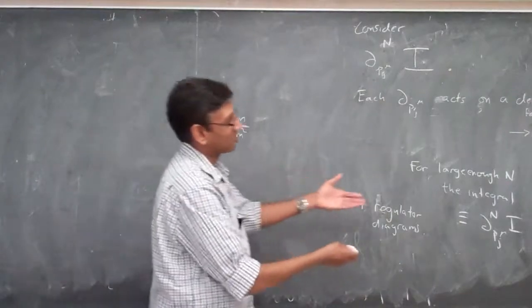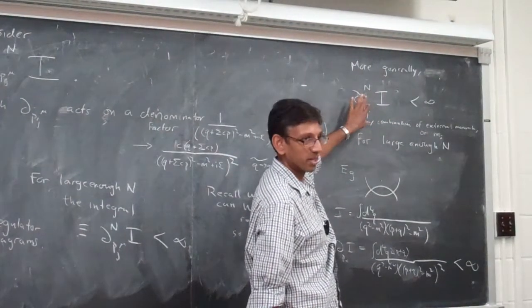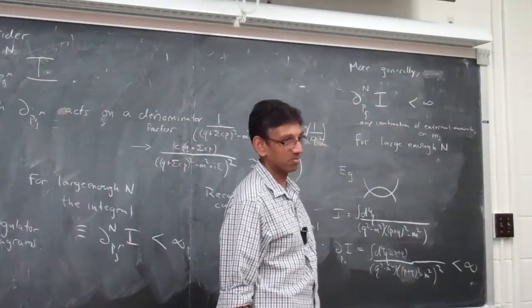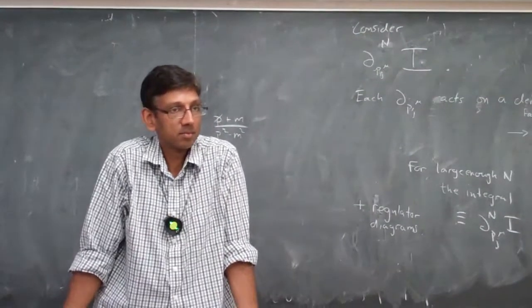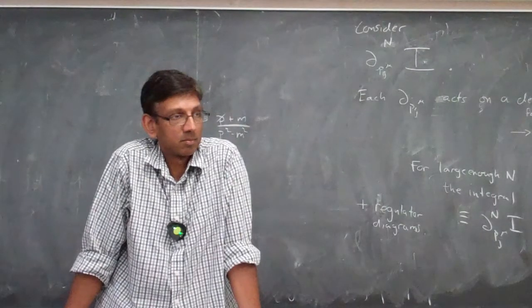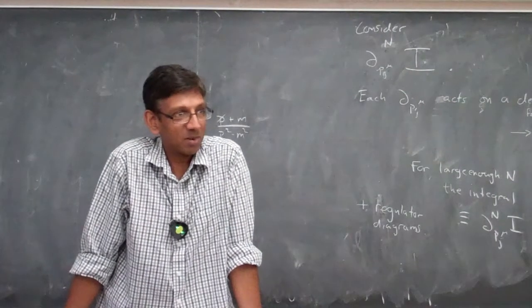but for large enough n, any combinations of derivatives with respect to external momenta or masses leads to the same thing. So, I guess I'm wondering about how unique this finite piece that we did is, because it seems to depend a lot on which derivatives we're taking. We will spend a little time worrying about it.